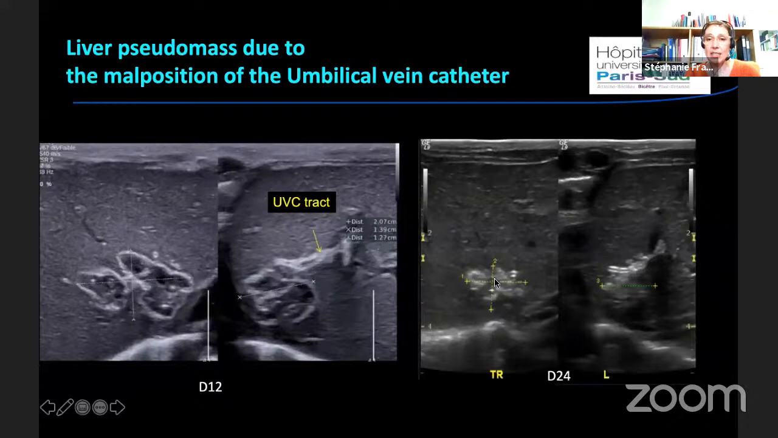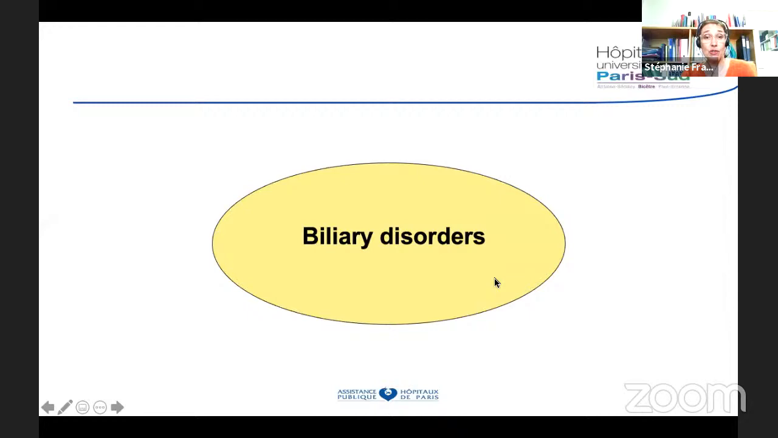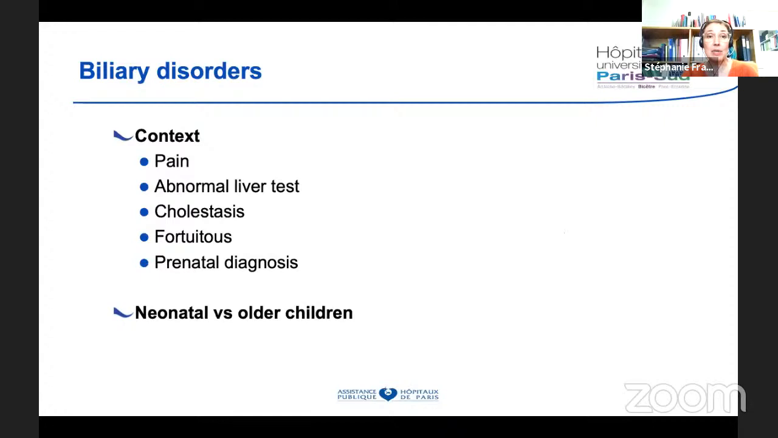So let's move now on to pathology, and we will start with the biliary disorders. Biliary disorders, the revelation can be in various contexts: pain, abnormal liver test, cholestasis, fortuitous diagnosis, especially in the prenatal diagnosis. And we will see that there is a real difference between the neonatal pathology versus older infants and children. So let's start with neonatal cholestasis.